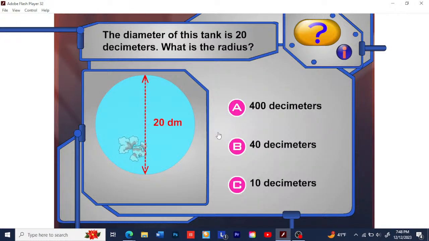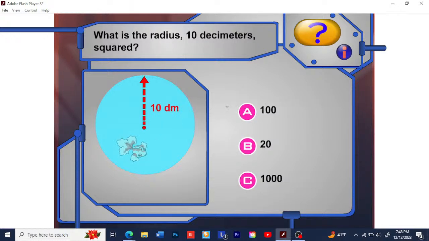The diameter of this tank is 20 decimeters. What is the radius? Right! The radius is half of the diameter, or 10 decimeters. What is the radius? 10 decimeters squared. Right! 10 multiplied by itself is 100.